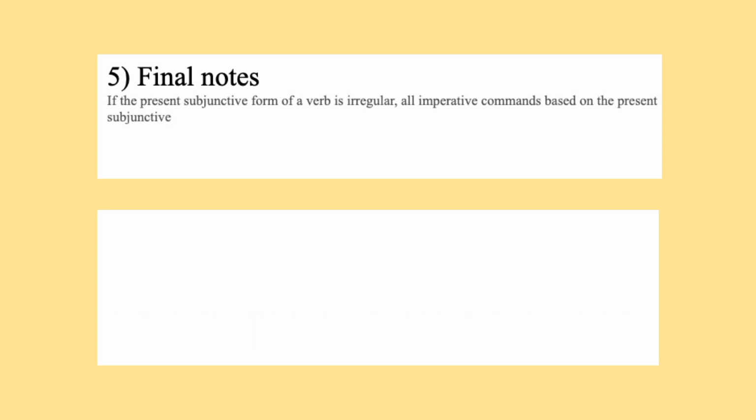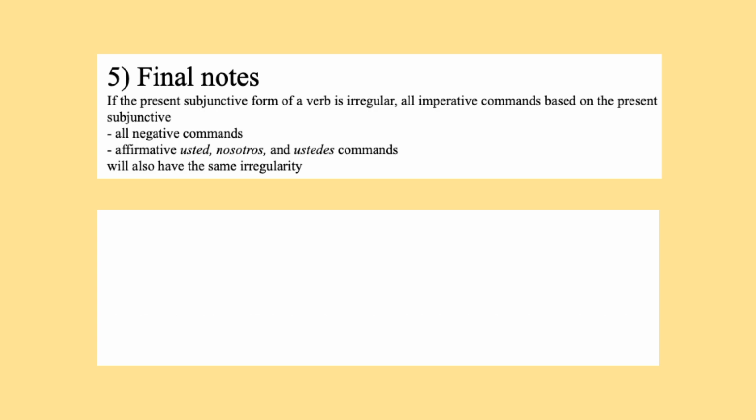And some final notes you need to be aware of. If the present subjunctive form of a verb is irregular, then all imperative verb commands based on the present subjunctive, which include the negative commands and affirmative usted, nosotros, and ustedes commands, will have the same irregularity that they do in the present subjunctive.